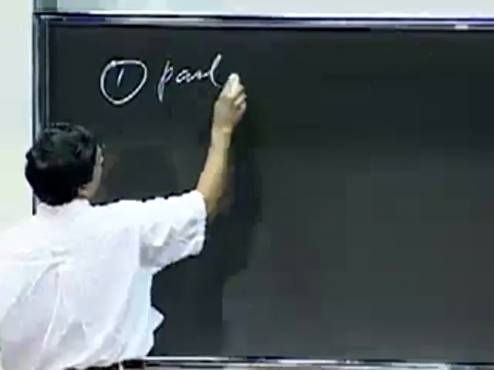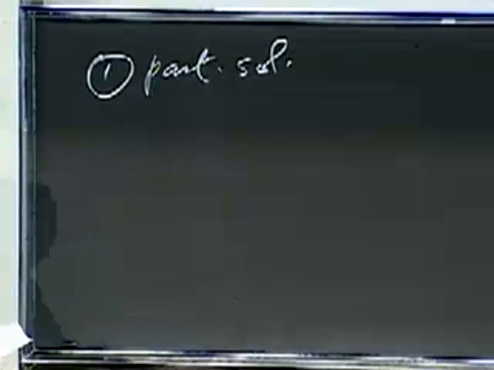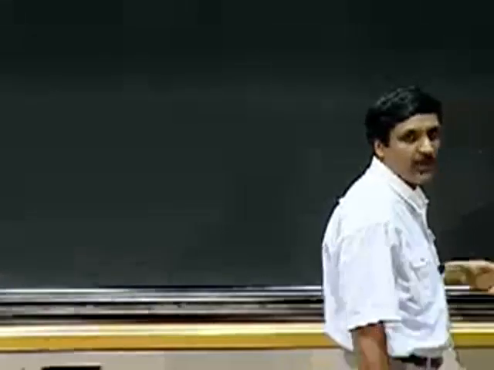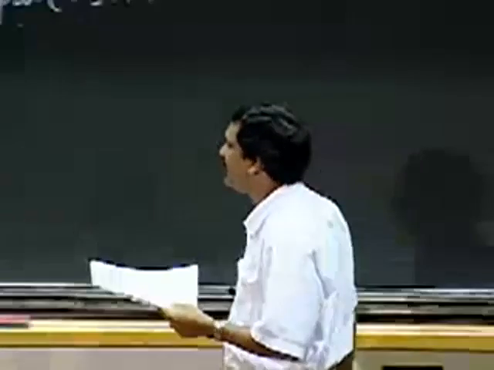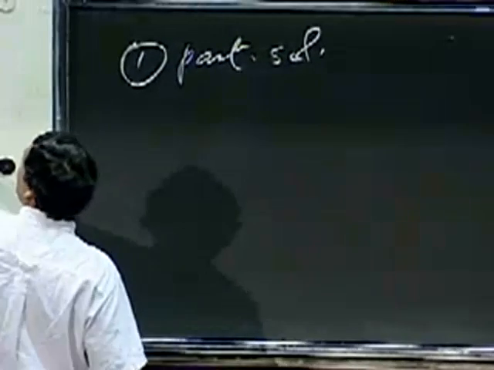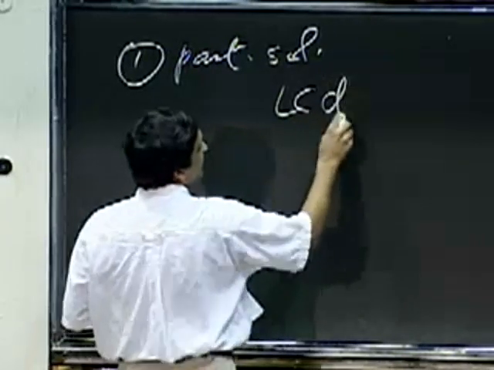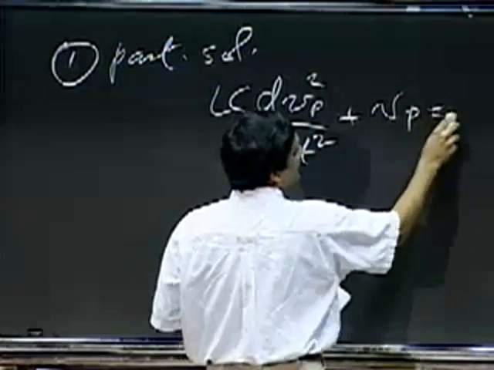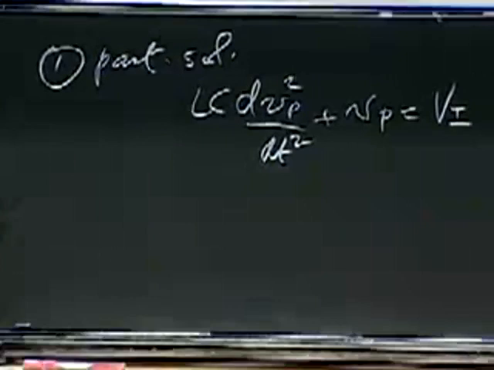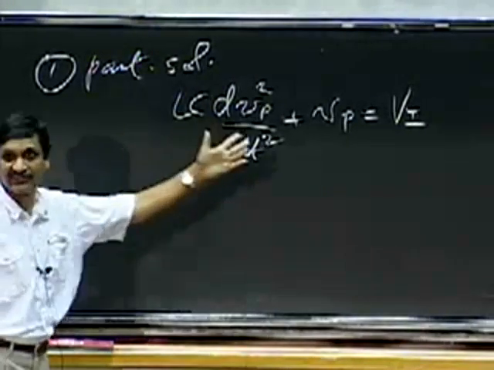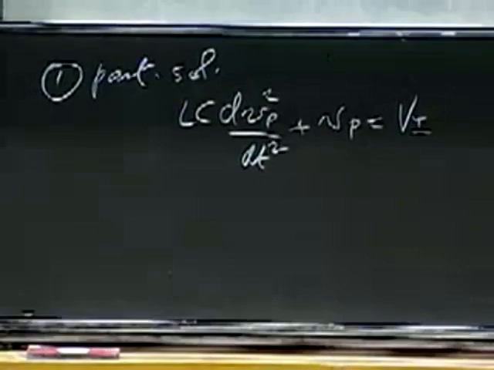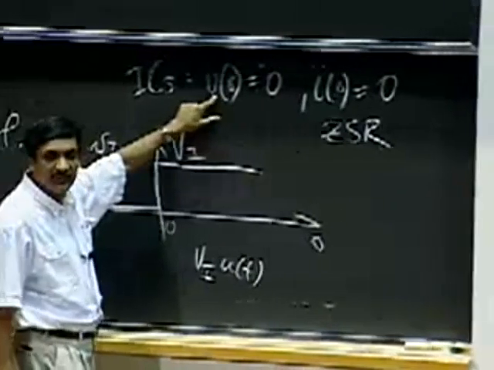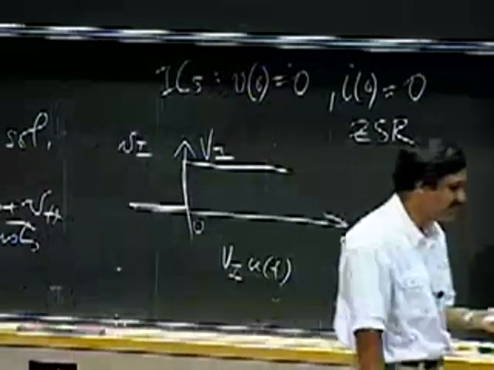So particular solution. I simply need to find a solution, any solution, not the most general one, but any solution that satisfies the particular equation. So LC d squared Vp over dt squared plus Vp equals Vi. My input's a step, and I'm going to look for the solution for time t greater than 0. Notice that for time t less than or equal to 0, V is going to be 0. So I'm looking for a solution for t greater than 0.